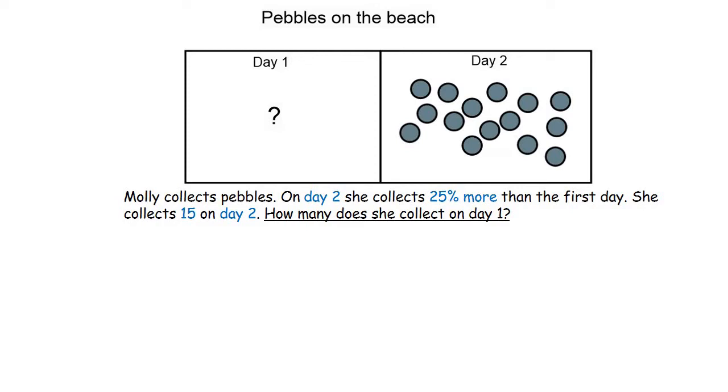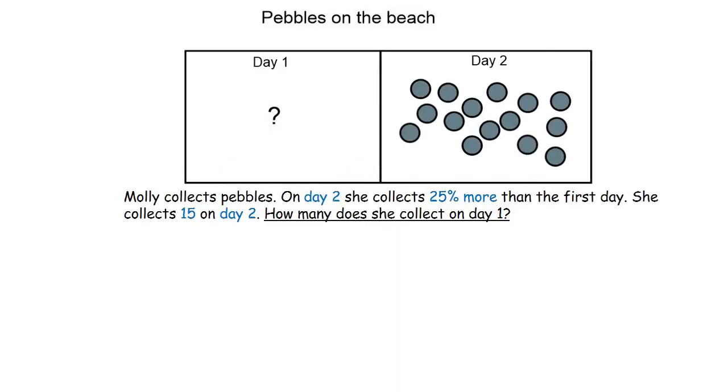Pebbles on the beach. Molly collects pebbles. On day 2, she collects 25% more than the first day. She collects 15 on day 2. How many does she collect on day 1? So day 2, she has 15 pebbles, which is 25% more than day 1.